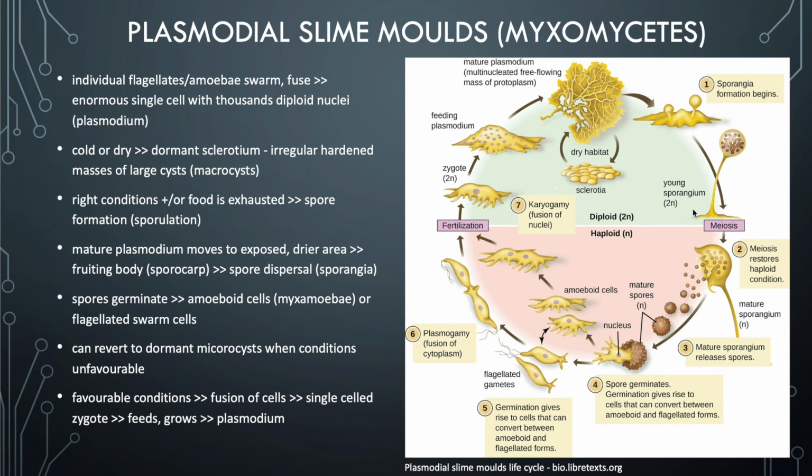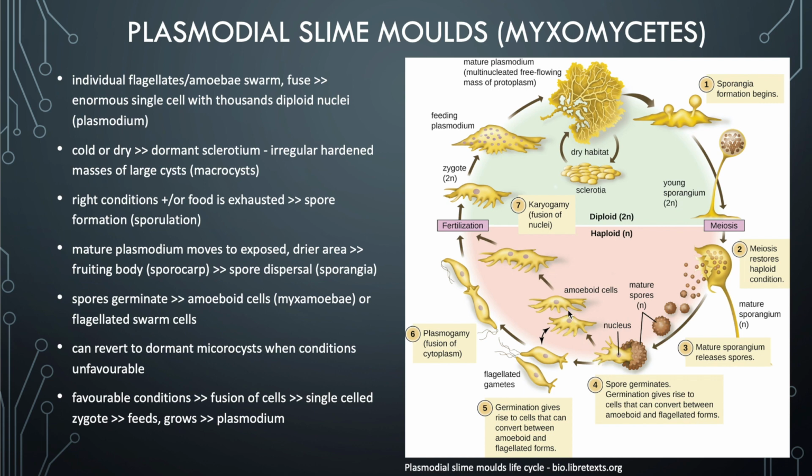So when the spores germinate, they undergo a process called meiosis that restores that haploid phase where there's only one set of chromosomes, so they can mate with others and combine their chromosomes to form a zygote. Once these spores are matured and the sporangium releases them, the spores germinate when the conditions are favorable for the germination process, and they can switch between amoeboid or flagellated forms.